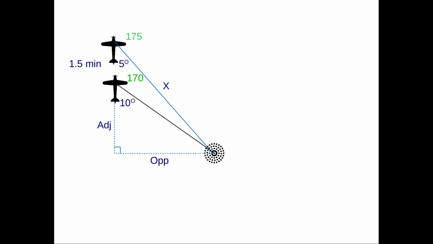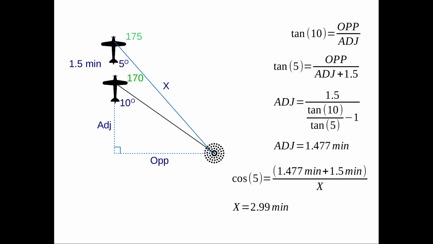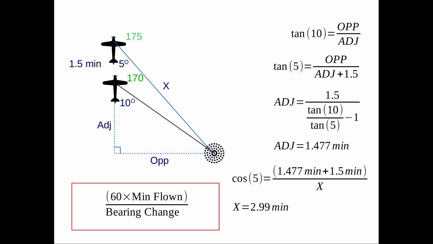So I've taken this problem and crossed out the 095 and the 100 and rewritten it as 170 and 175, just to make the point that as you get farther and farther away from the abeam point of the navaid, the FAA's approximation formula becomes more and more inaccurate. So the correct answer to this question is 2.99 minutes. If it took you 1.5 minutes to achieve a 5-degree deflection from 170 to 175, then that means you're actually really close to the navaid, 3 minutes away.